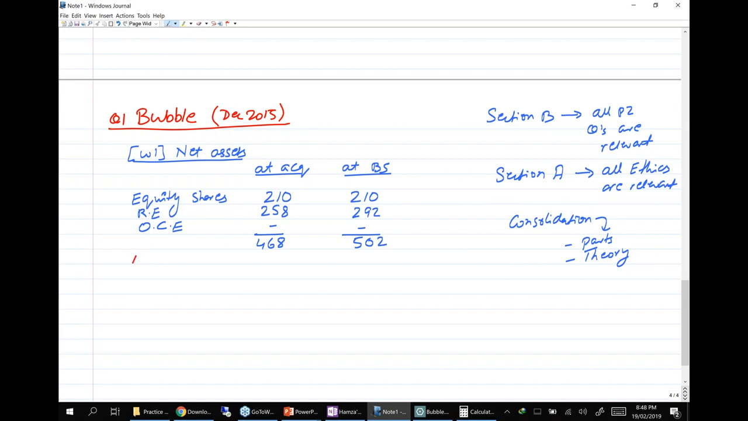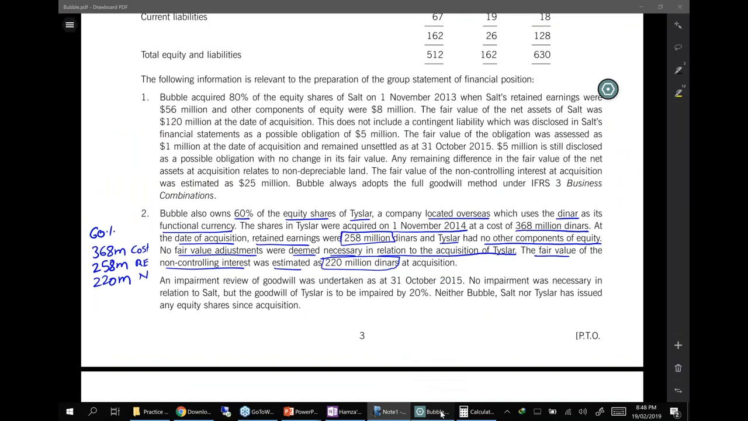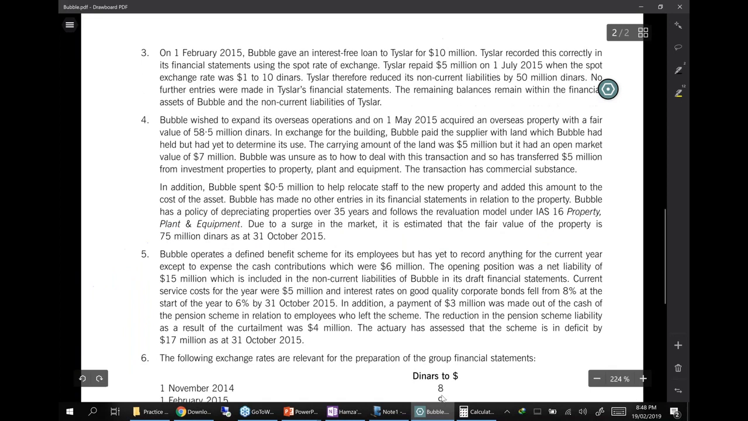So now we are going to apply the exchange rates onto this. The exchange rates are going to be somewhere here, these ones. So we need the acquisition date rate and the balance sheet date rate, which is 9.5, and the acquisition was on 1st November 2014. So the acquisition rate is 8 and the closing rate is 9.5. So we are going to divide this by 8 and divide this by 9.5.